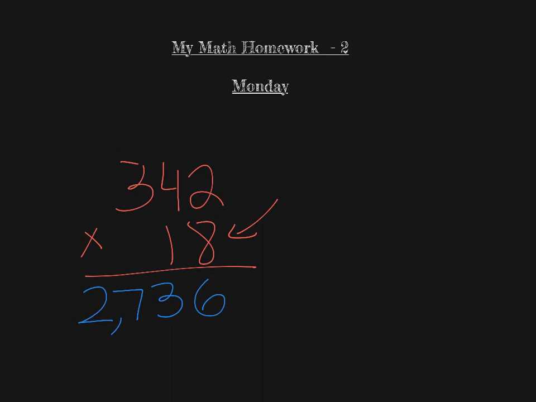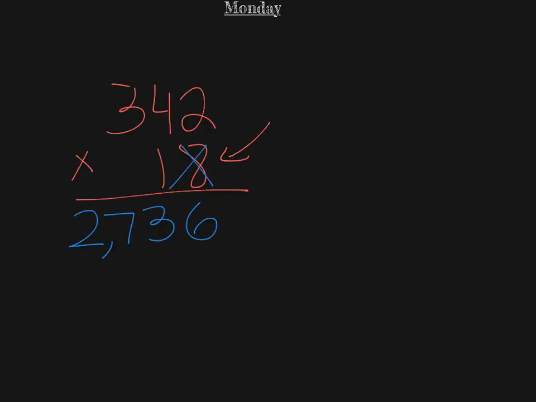And now we can get started on the tens. 1 times 2, actually you have to put a 0 first. 1 times 2 is 2. 1 times 4 is 4. And 1 times 3 is 3. That's 3,420. We can now add these two partial products, and then that will give us the sum.